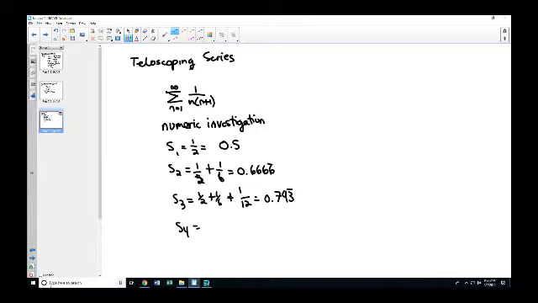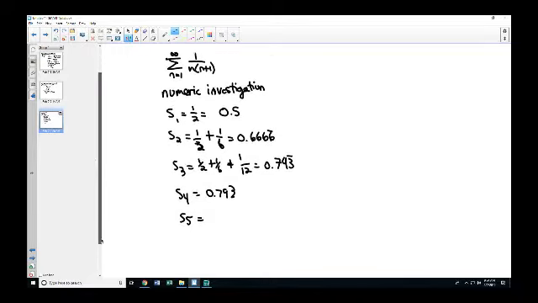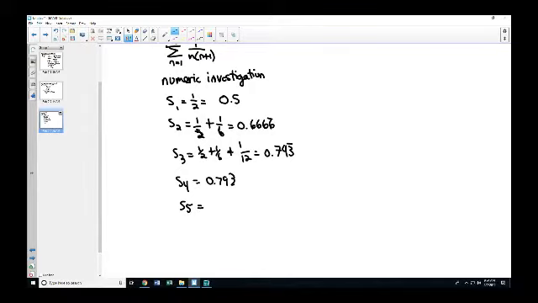Okay, add another term to that. Wait, why didn't S4 go on? It did. 0.743 and 0.793. My 4 is slightly up. This is not up at all. 0.826. Okay, next.